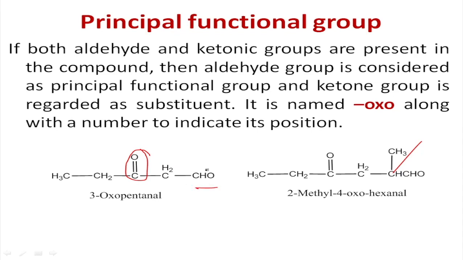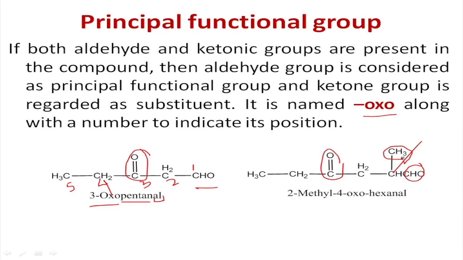For numbering, start from the aldehyde. In this example, CO is the ketone and CHO is the aldehyde, so numbering starts from the aldehyde: 1, 2, 3, 4, 5. The aldehyde is the principal group and the ketone is the substituent, named oxo. The ketone is at position 3, so you write 3-oxo. With 5 carbons it is pentane plus al, so 3-oxopentanal.